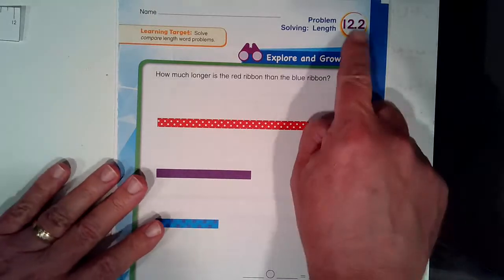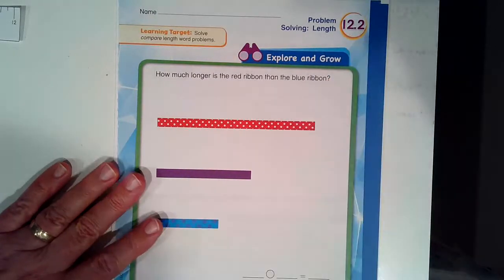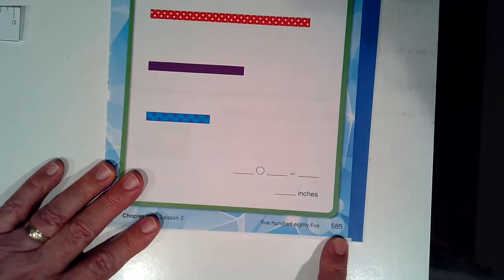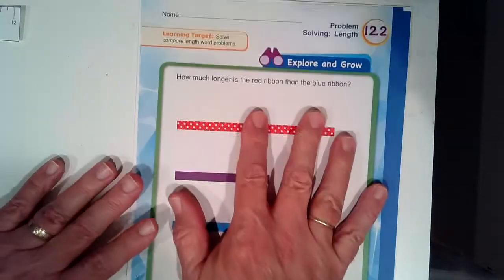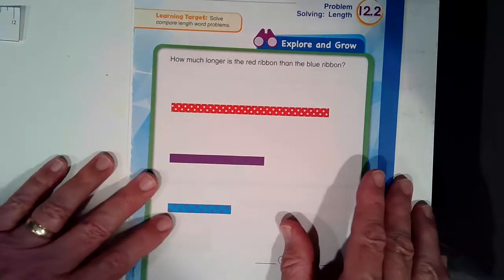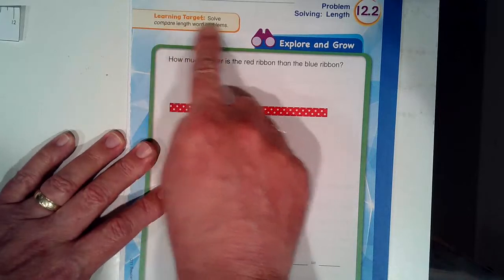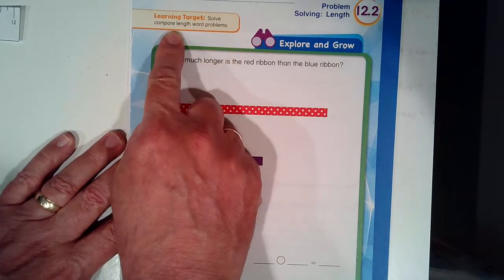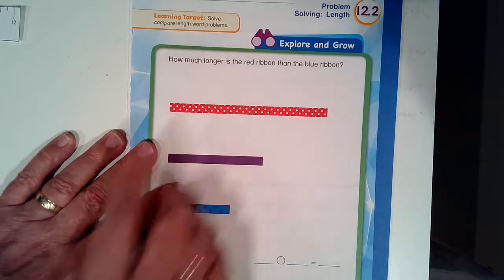We are on chapter 12, lesson 2. It is page 585. Go ahead and get your books out. Pause if you need to. And our learning target is solve compare length word problems.